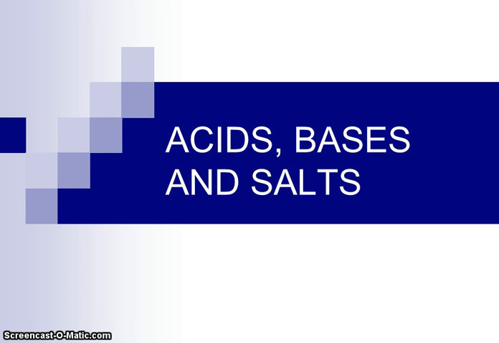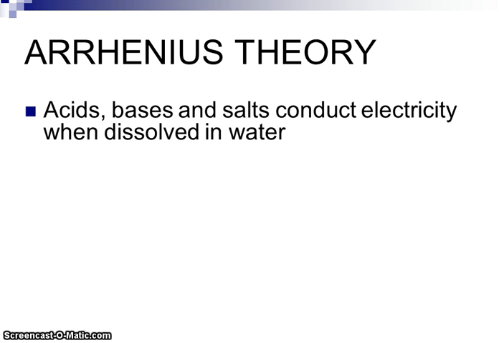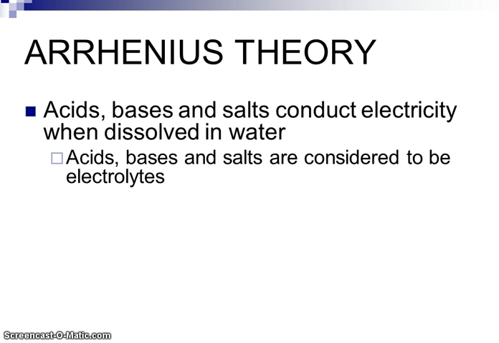Acids, bases, and salts. There are several different ways we can classify substances as being acids, bases, or salts. We'll look at the Arrhenius theory first. When we deal with the Arrhenius theory for acids, bases, and salts, they're stated as substances that conduct electricity when dissolved in water. In other words, acids, bases, and salts are considered to be electrolytes. That means that when they dissolve in water, they break up into ions and can conduct an electric current. And we define acids and bases and salts depending on what the ions are that are formed in the solution.